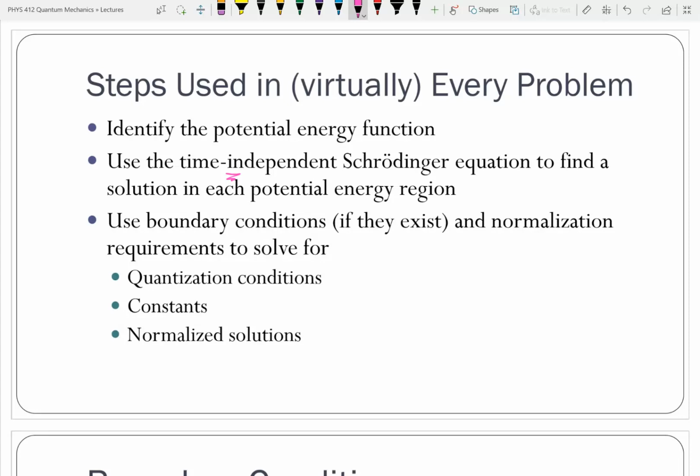Anyway, moving on. So we use the time-independent Schrodinger equation to find a solution in each potential energy region. So for the particle in a box, we had 3 regions: outside the box, and in the box. For the simple harmonic oscillator, we only had 1 region, because technically you have a potential well that goes on to plus and minus infinity. So we only had 1 region.